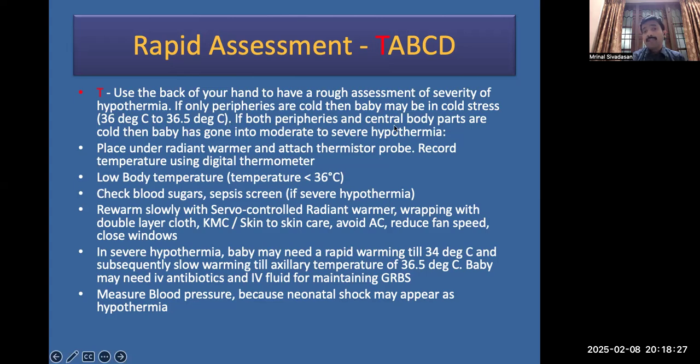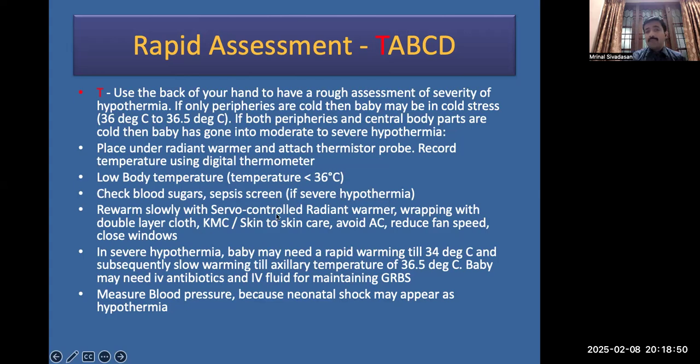If both the peripheries and central body parts are cold, then the baby may be having moderate to severe hypothermia. In that case, you can assess the temperature, place the baby under a warmer, attach a temperature probe, and record the temperature using a digital thermometer as well. Check the blood sugar and for sepsis, because hypothermia may be associated with infection.